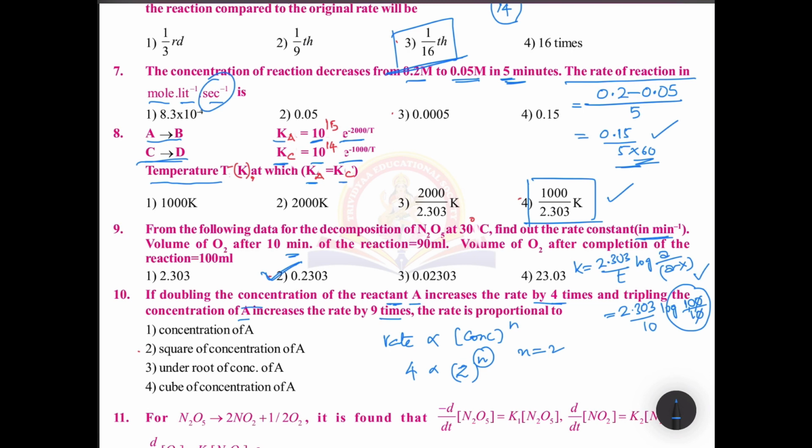Otherwise, the simplest way: doubling gives 4 times, so you write 4 as 2 power 2. Or tripling, when you are saying tripling gives 9 times, you write this again in power of 3, 3 square. This power is the order. Power is the order. So the order is 2.